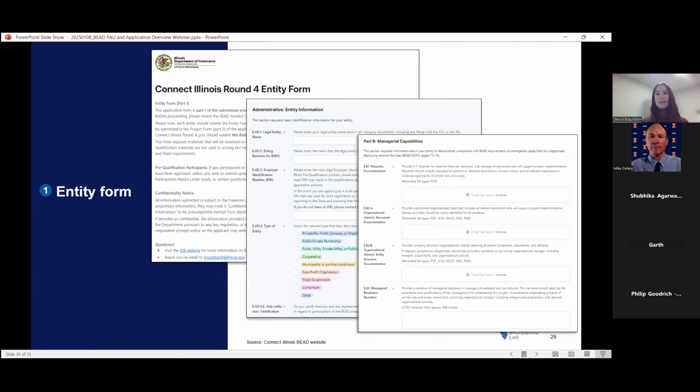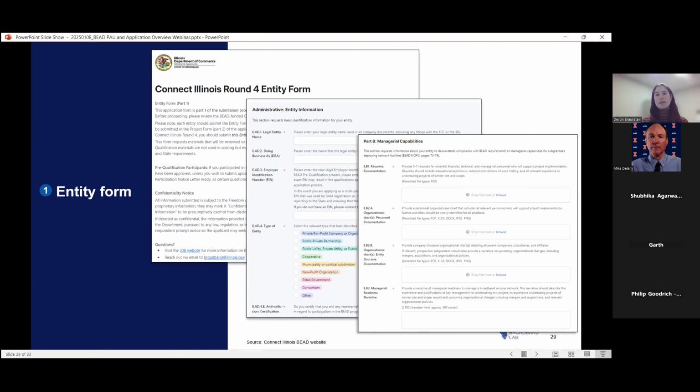So you can see here, we have a little description at the top. We'll ask for information. Some fields are just like an open typing field. Some you'll select. The form is dynamic and responsive. So if you select consortium, for example, you'll get specific questions for consortium applicants. If you don't select that, you won't see those questions.